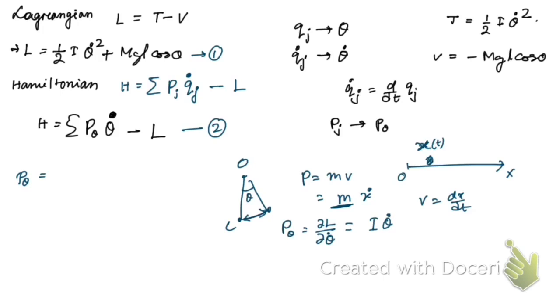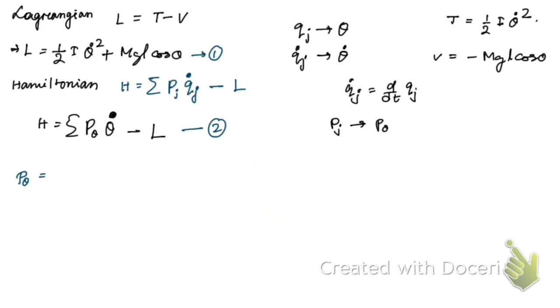Now just wait, let me clean these things. So del L by del theta dot. If you differentiate equation number 1 with respect to theta dot, the potential part is a function of theta, not theta dot, so its derivative with respect to theta dot is 0. And the derivative of the kinetic part is half into I, which is constant, into 2 theta dot. The 2 cancels, so we can write I theta dot. Hope you have understood this.